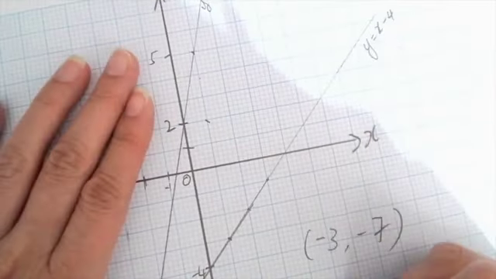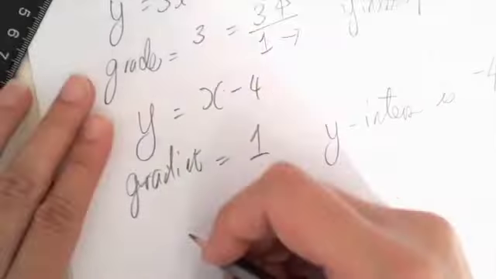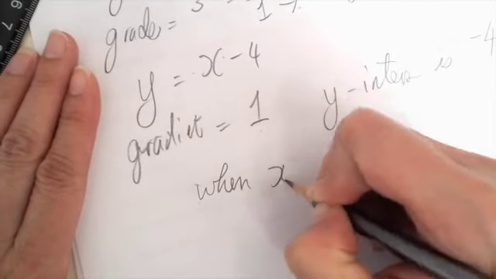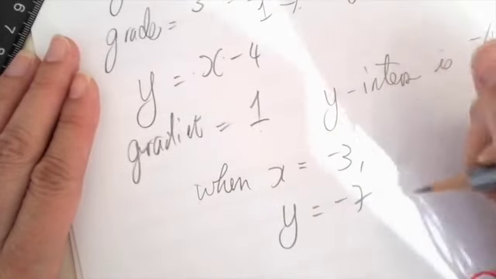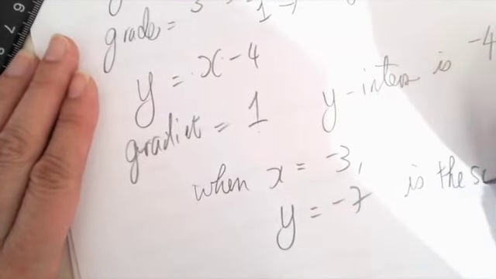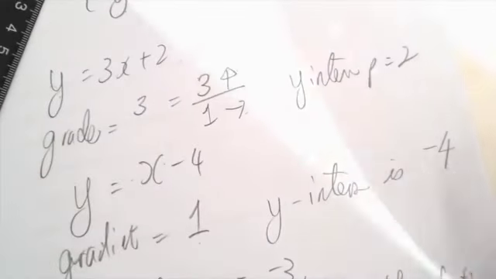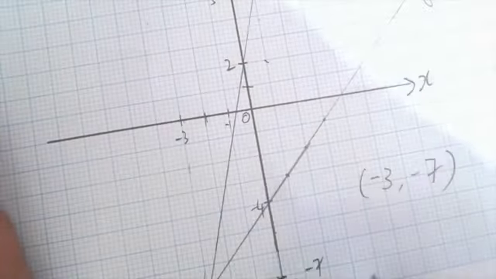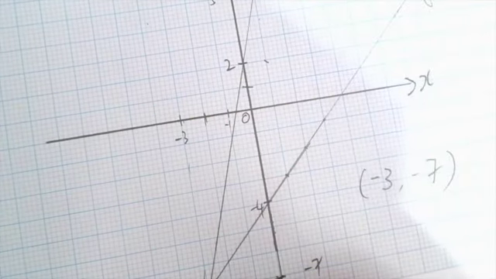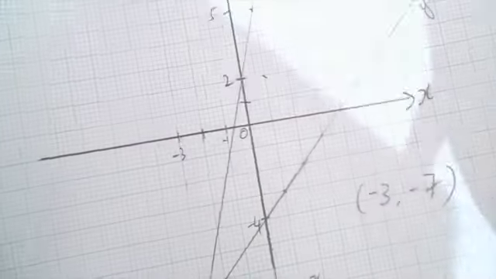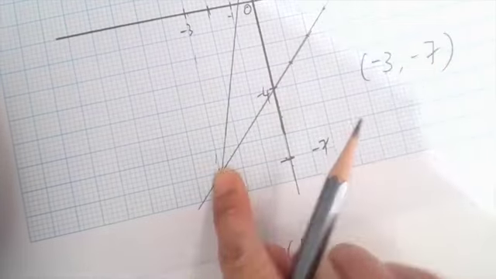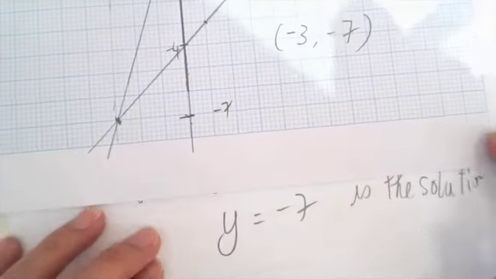So we can go back and say that, therefore, the answer of these two equations is when x equals negative 3, y equals negative 7 is the solution. Which means that when the two lines intersect each other, they have the same x and y. So this is how we solve the simultaneous equation graphically. Graphically, we find the answer. We just have to write the intersecting point and then write the answer. And here we go.